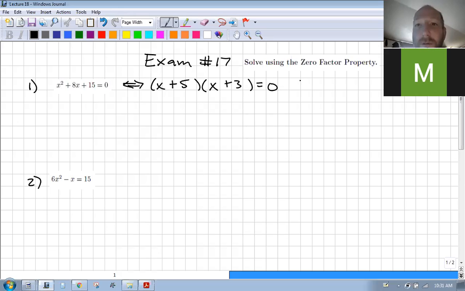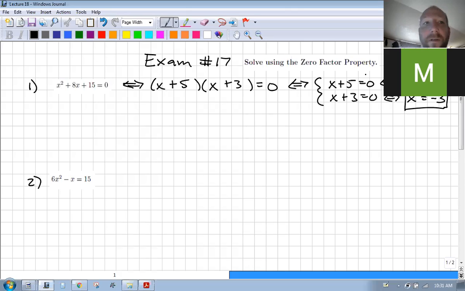So using the zero factor property, either x plus 5 is 0 or x plus 3 is 0. This one says x is minus 5. This one says x is minus 3. And that's it for number one.